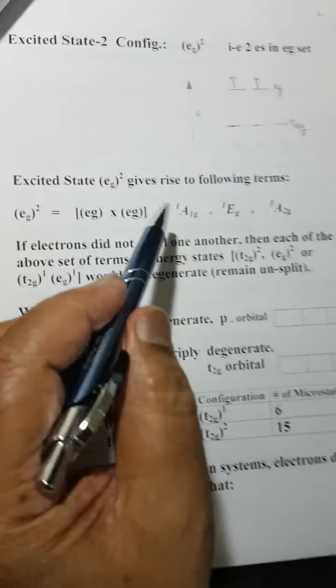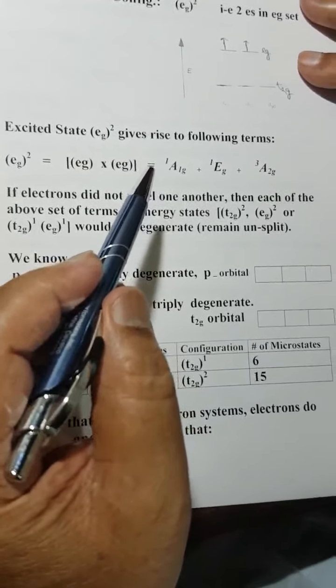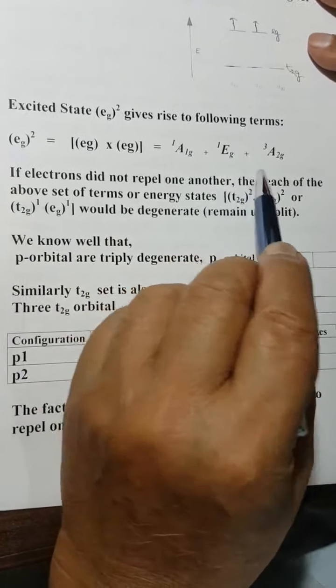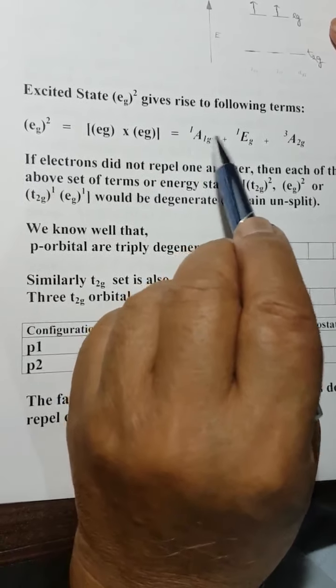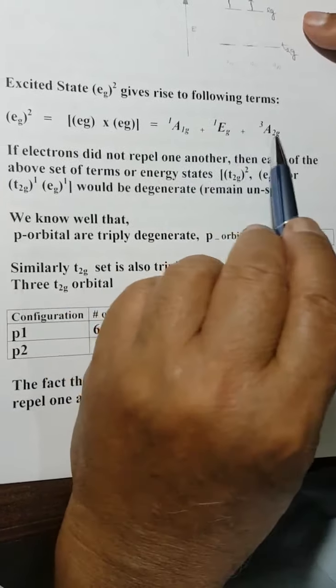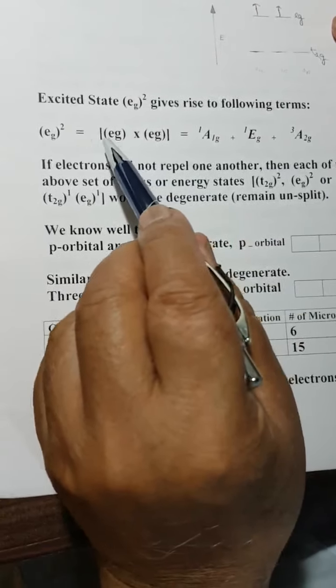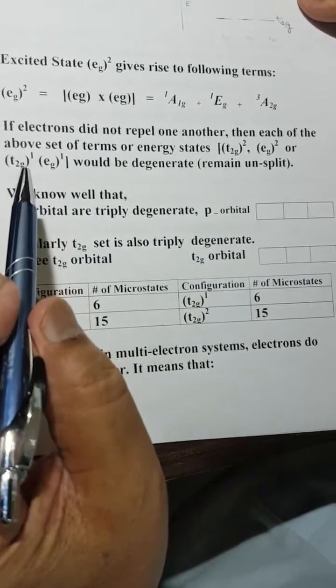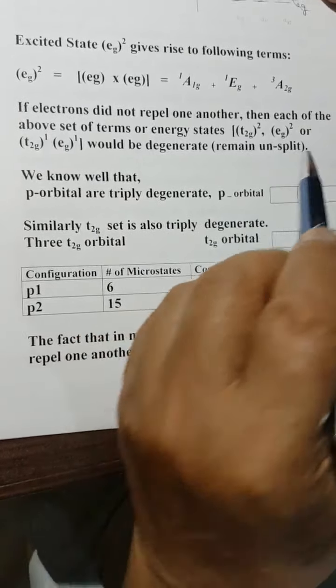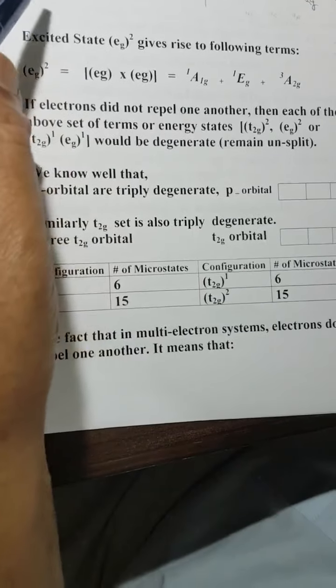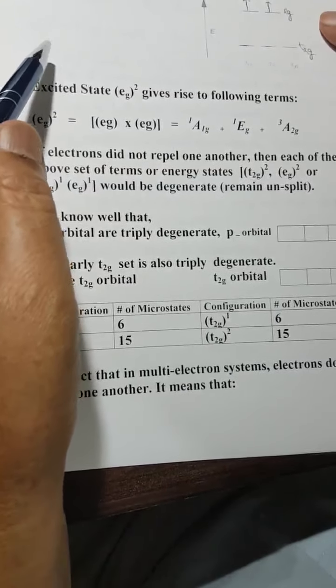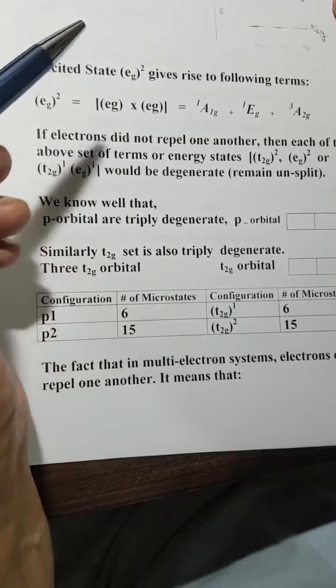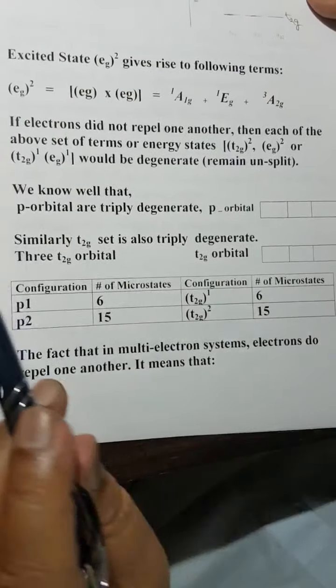Since I'm not going to teach you group theory, I will, but not in that detail. But I think you should know about it. These terms, energy states, come as a result of the product of these two. And if electrons did not repel one another, then each of these states, eg2 or t2g2 or t2g1 and eg1, would remain the same. Nothing will happen, they will not split up into these things.